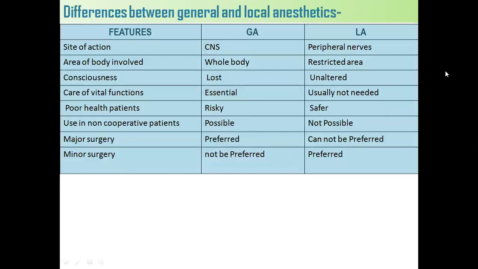Now, you just have to know the difference between general and local anesthetic based on these listed features: site of action, area of body involved, consciousness, care of vital functions, need for a healthy patient, use in non-cooperative patients, major surgery, and minor surgery as well. So here is the difference; just go through this properly.